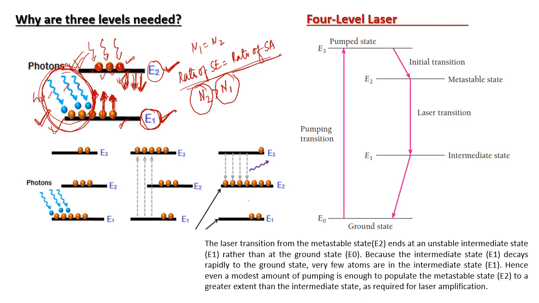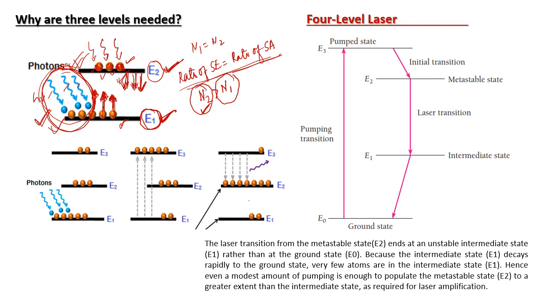So there is no way we are going to achieve the population inversion. That is, there is no way we are going to have more atoms in the E2 state than in the E1 state. So we are not going to achieve the population inversion when we have only two levels, and when we don't have the population inversion, we are not going to have the lasing action. That is why we have at least three levels.